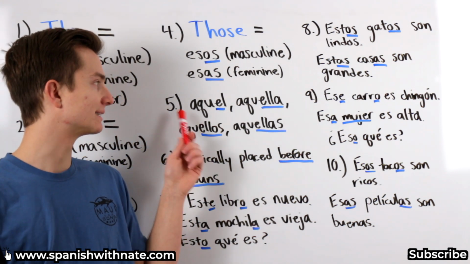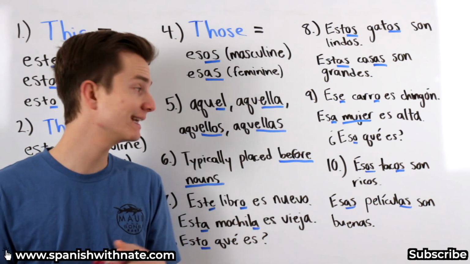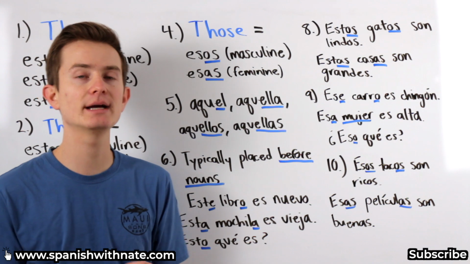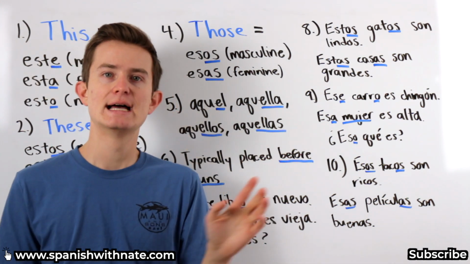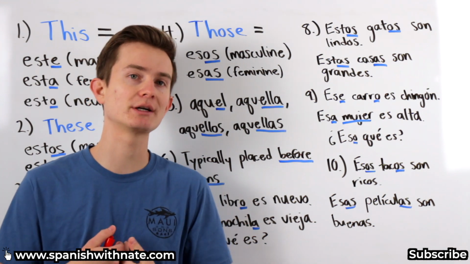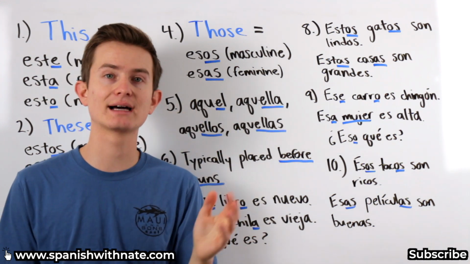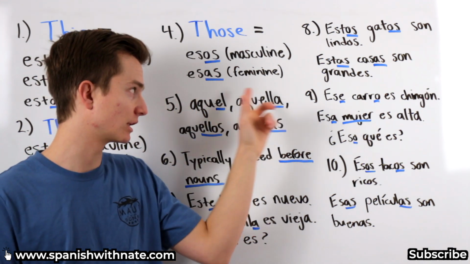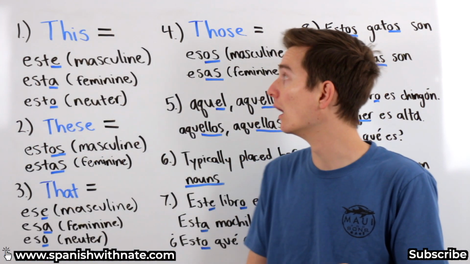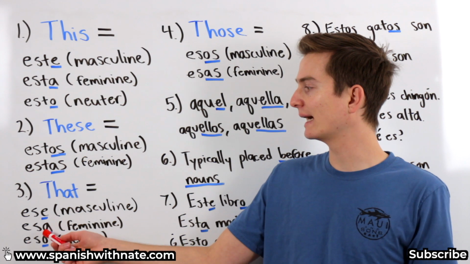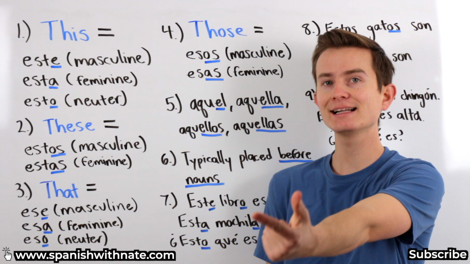Next, we have aquel, aquella, aquellos, and aquellas. The reason I didn't put any examples here is because these, in my opinion, are used much less than eso, esas, and so on. These are a little bit less common. So, when it comes to eso, we come down here. Eso, esa, ese. When I say, hey, can you pass me that?